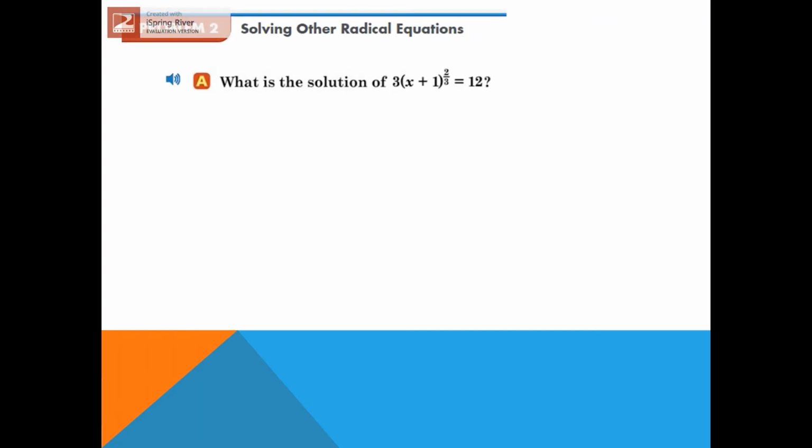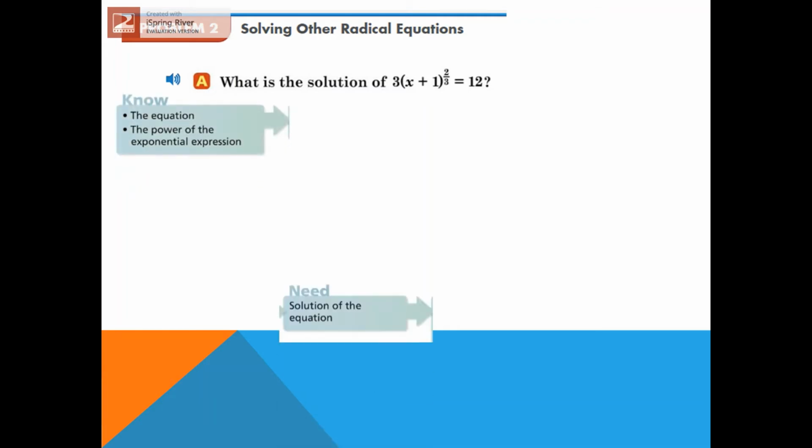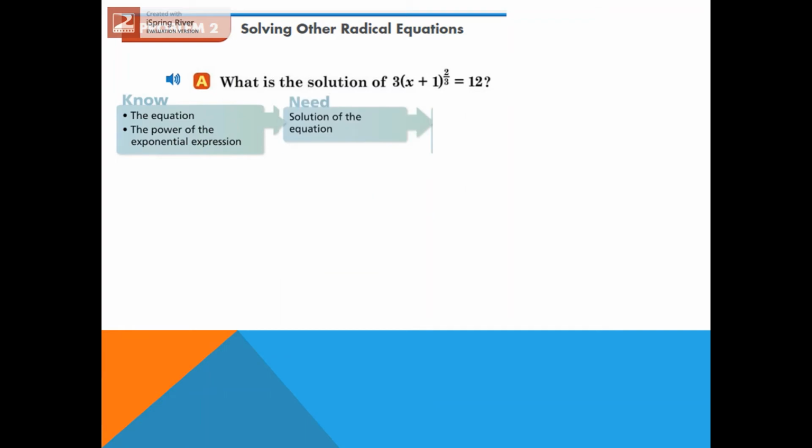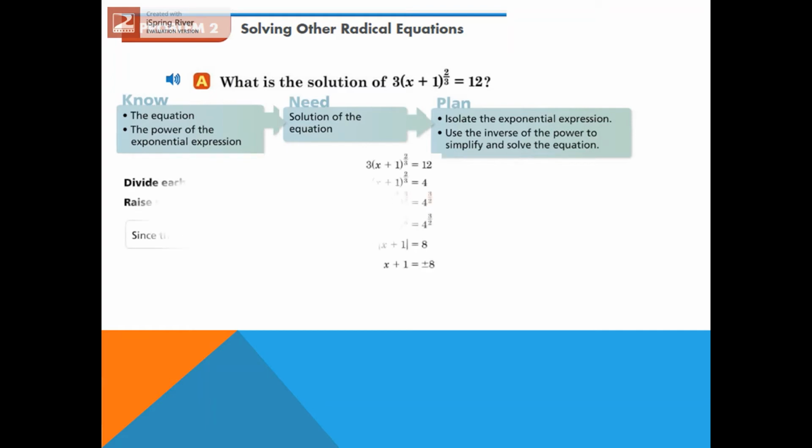Number 2. Solving other radical equations, Part A. What is the solution of 3 times (x plus 1) raised to 2 over 3 is equal to 12? What we know: the equation and the power of the exponential expression. What we need: the solution of the equation. And what is our plan? To isolate the exponential expression and to use the inverse of the power to simplify and solve the equation.